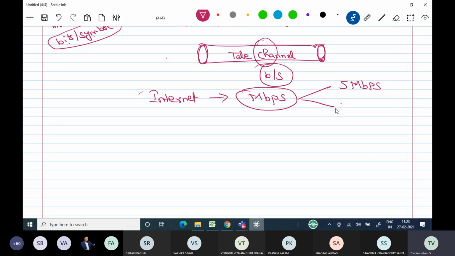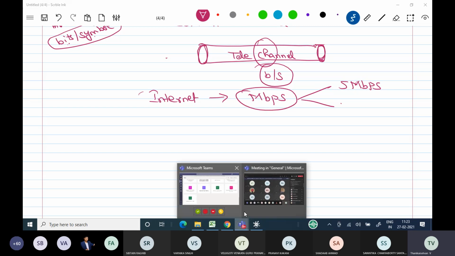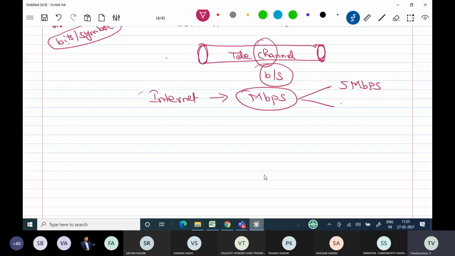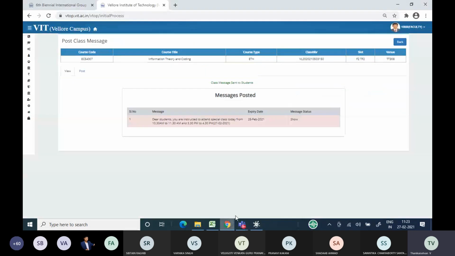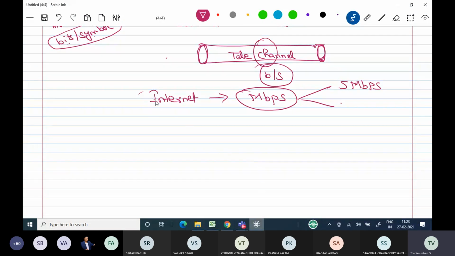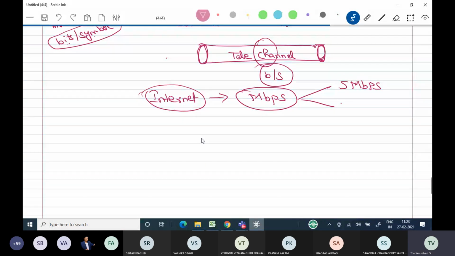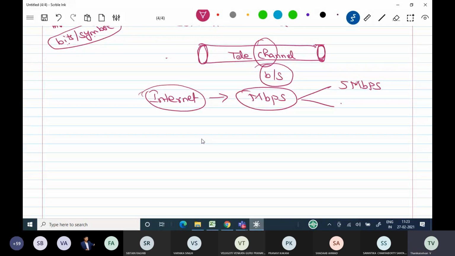Day before yesterday I came across one news. Which country is providing very high speed internet? Some of you have come across this news. I have seen this news. What is the data rate? What is India's place across the world? Which country is providing high speed internet, and what is the data rate in that country?